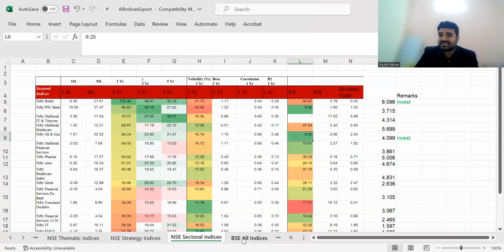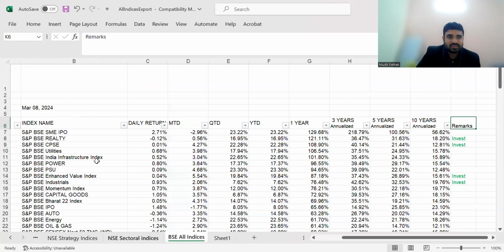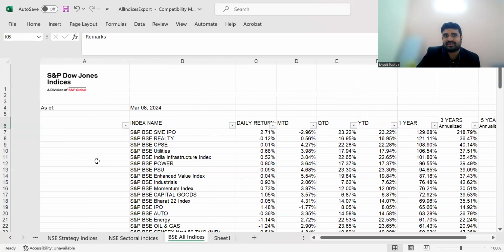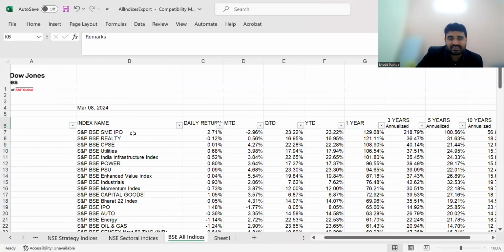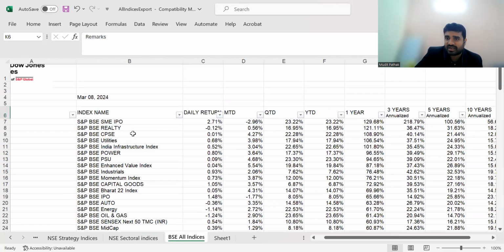Now we'll look at the BSE indices. I couldn't find segment-wise ones, but I found all the indices together for the Bombay Stock Exchange, or the Sensex. I'll show you that. These are the S&P indices which I have tried to get for you, and this is also sorted with the last 1 year data. So you can see this S&P BSE SME IPO.